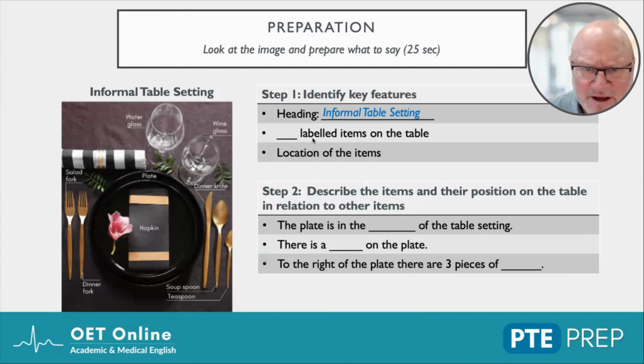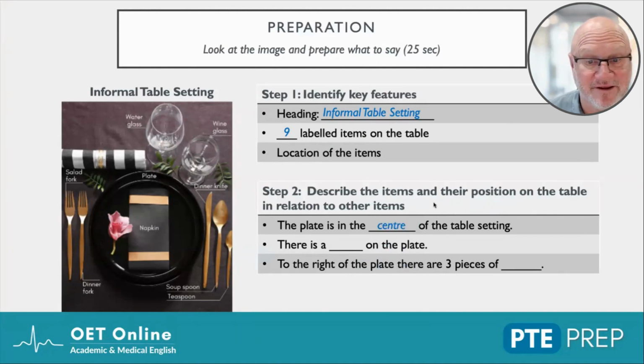Now we've got labeled items on the table, quite a few, 9 in fact. So you're not going to talk about all 9, but you'll talk about several of them, and you might talk about the location, left, right, top, or bottom. Step 2, we describe the items and their position on the table in relation to the other items.